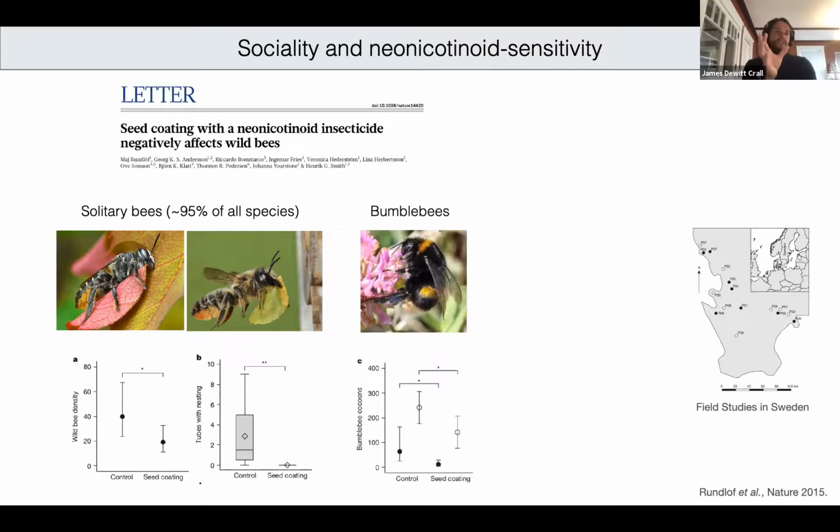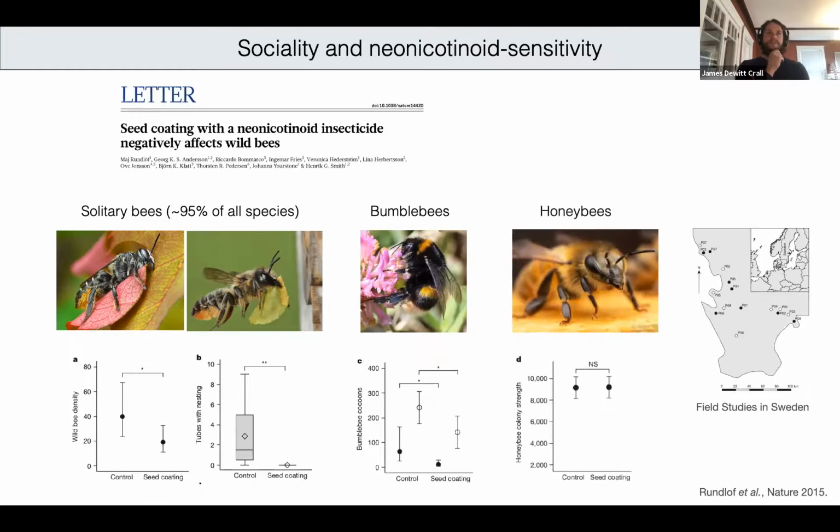If we look at bumblebees in these fields, we do see strong reductions in colony growth and strength. But if you look at honeybees in the same fields, you don't see any detectable effect of the same exposure, seemingly. So there could be a lot of things explaining that pattern. Honeybees are the most maintained, most bred of all these species, much more even than the commercial bumblebees. But also there's a really strong social gradient here.